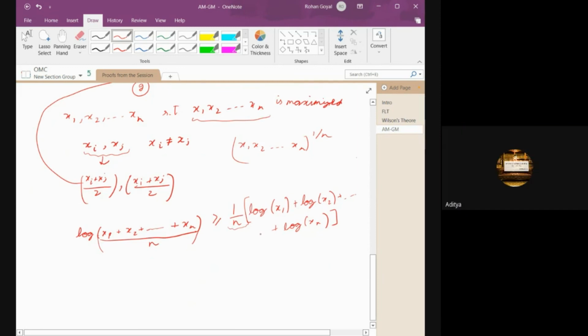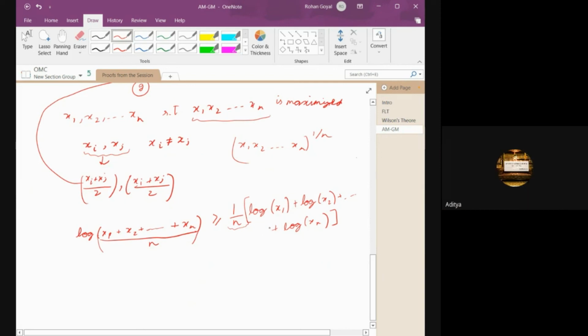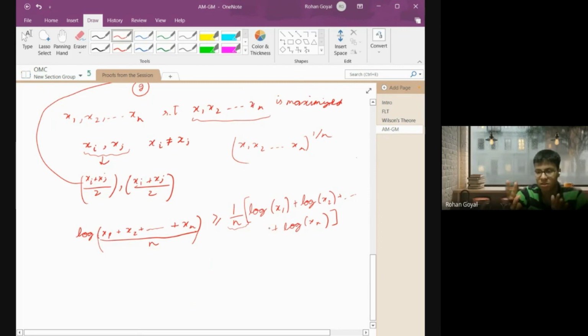We can cut n also. How do we cut? Can we use the equal value principle here? What is the equal value principle? Just calm down, one of you speak at a time.